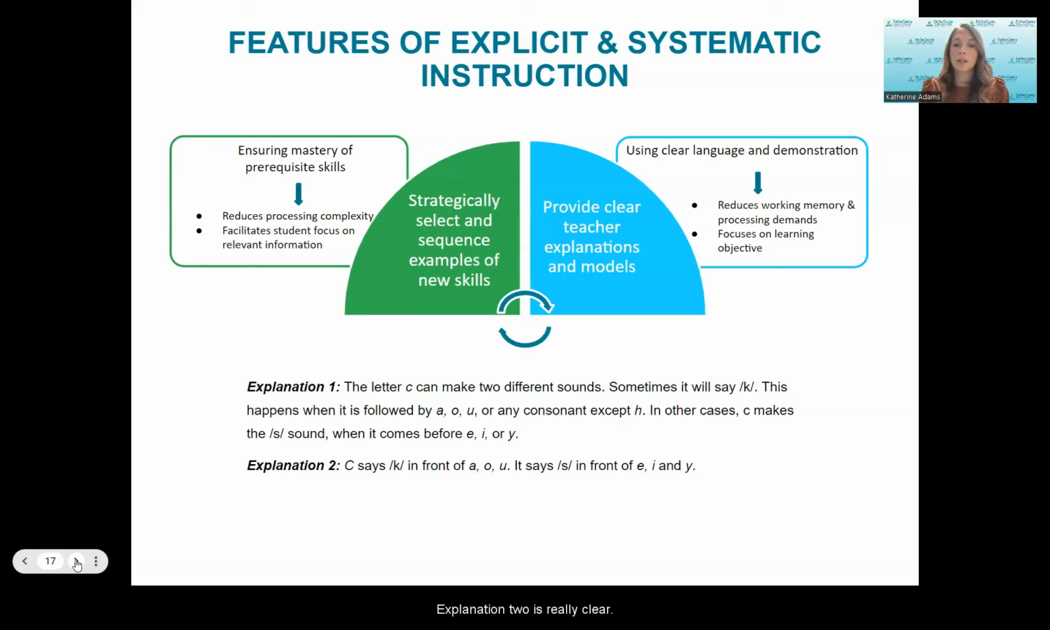Explanation 2 is really clear. C says k in front of A, O, U. It says S in front of E, I, and Y. Clear, concise, and to the point.